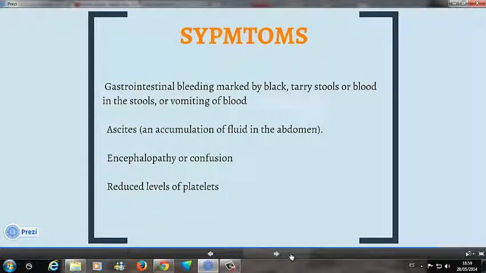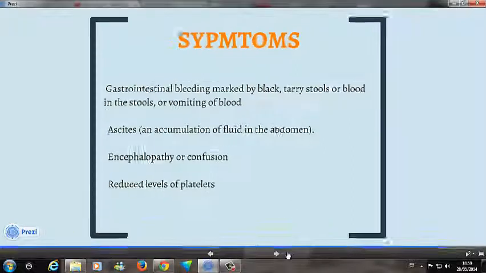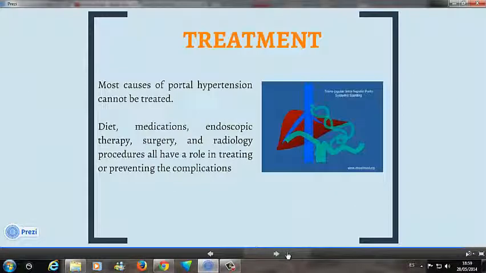Symptoms: gastrointestinal bleeding marked by black tarry stool or blood in the stool, or vomiting of blood. Ascites, an accumulation of fluid in the abdomen. Encephalopathy, confusion, reduced level of consciousness. Treatment: most causes of portal hypertension cannot be treated, yet medication, endoscopic therapy, surgery, and radiology procedures all have a role in treating or preventing the complications.